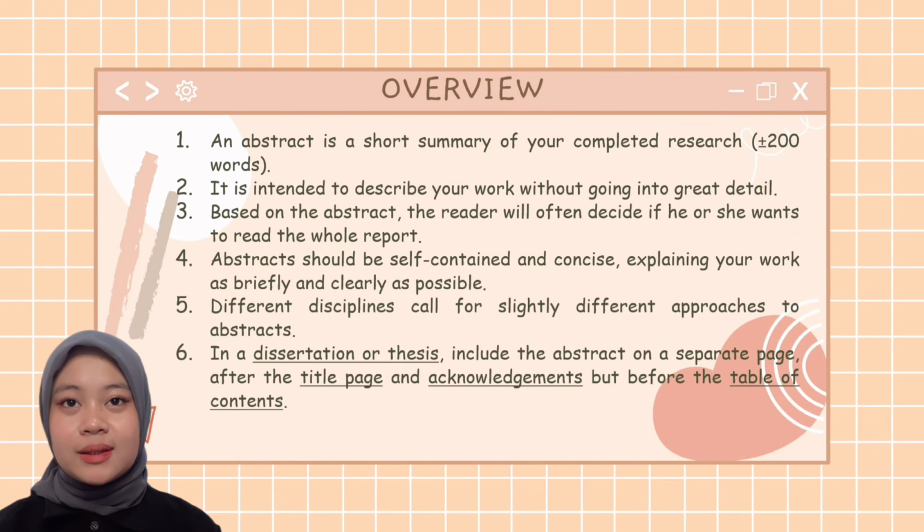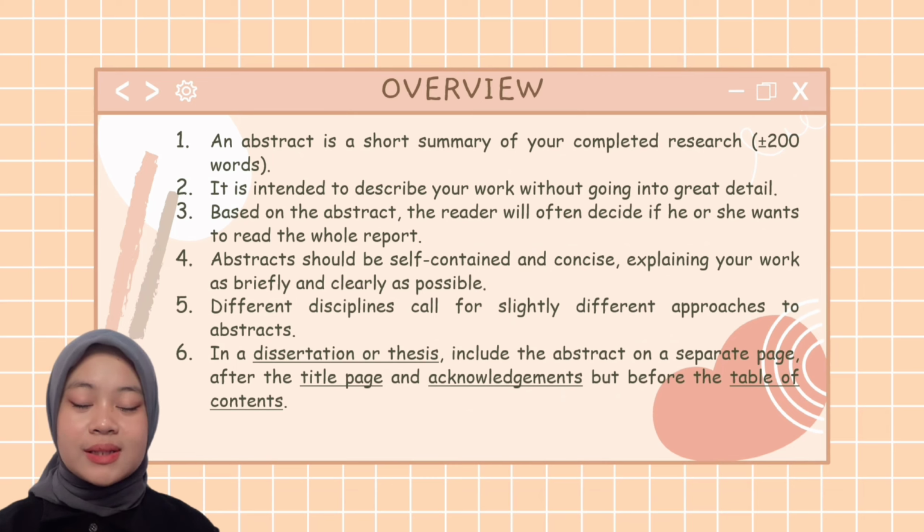Overview. 1. An abstract is a short summary of your complete research, approximately 200 words. 2. It is intended to describe your work without going into great detail. 3. Based on the abstract, the reader will often decide if he or she wants to read the whole report. 4. Abstracts should be self-contained and concise, explaining your work as briefly and clearly as possible.